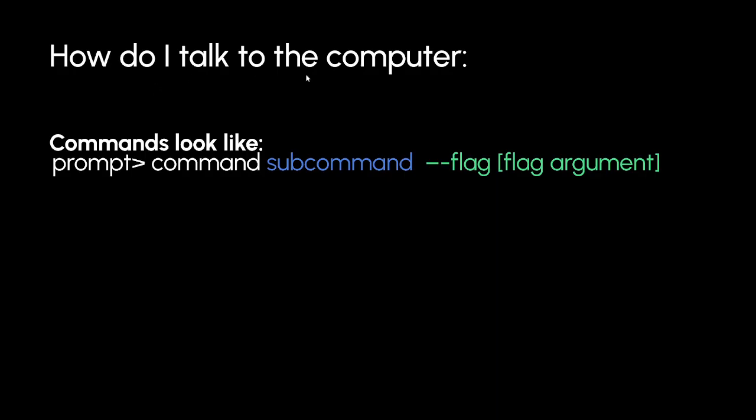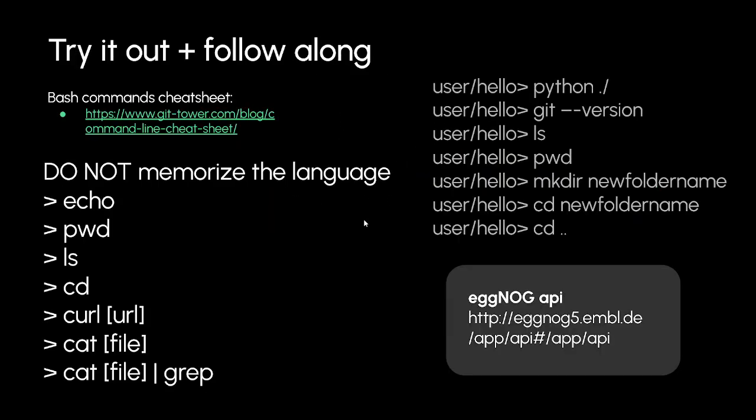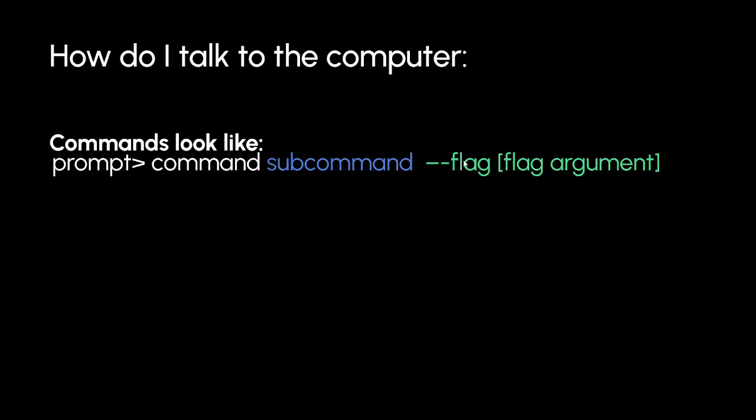Now, how do you talk to a computer? Commands should look like this. You should have the command, subcommand, and then you have a flag and an argument. The blue and the green are both optional, so you just need to know the command.